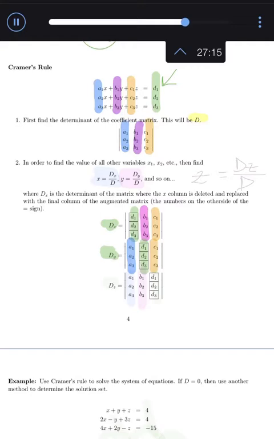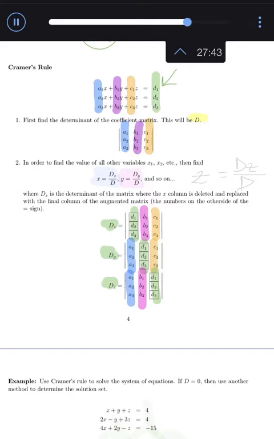Dz is going to be the same idea. On Dz, we're going to leave the x coefficients alone on the first column. We'll leave the y coefficients alone on the second column. Only the third column, which is normally the z coefficients, will swap with just the regular constants at the end of the equation. We'll find its determinant, and we'll call that Dz.